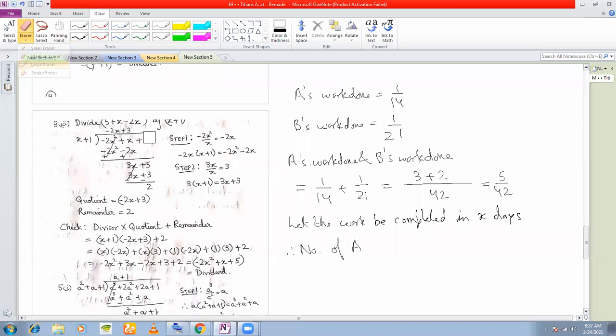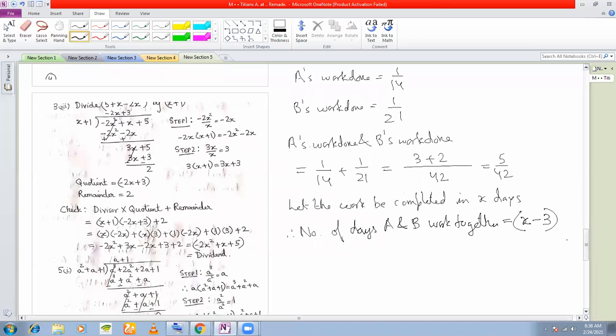So the number of days A and B work together is how many? In X days the work is getting completed, but just 3 days before, they are leaving. So A and B worked together. A leaves after how many days? X minus 3 days, because just 3 days before the completion of the work, A leaves. So we need to find out X here.